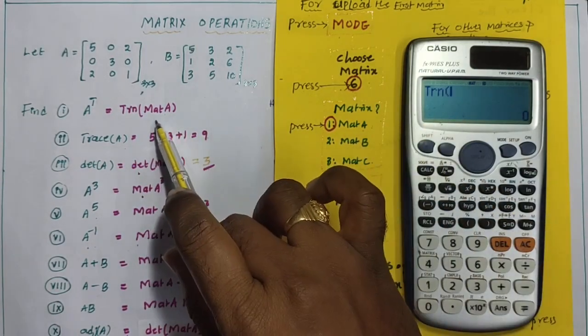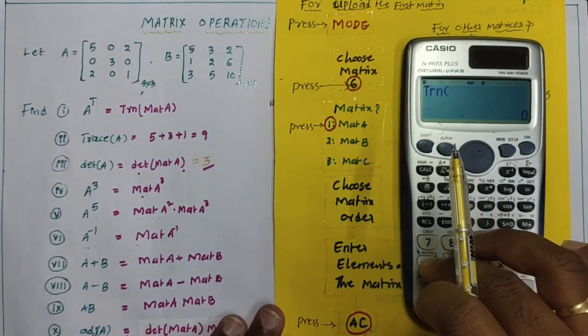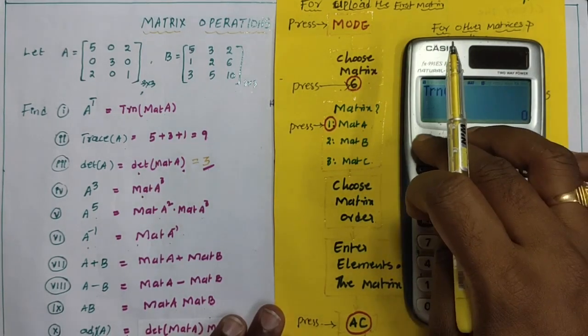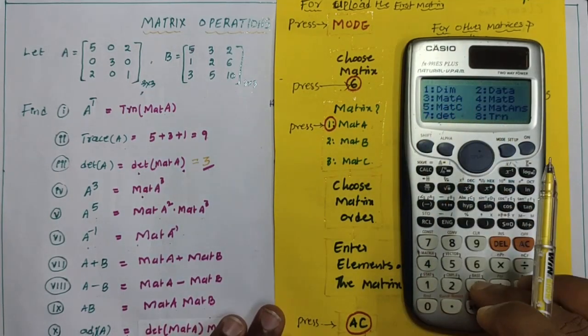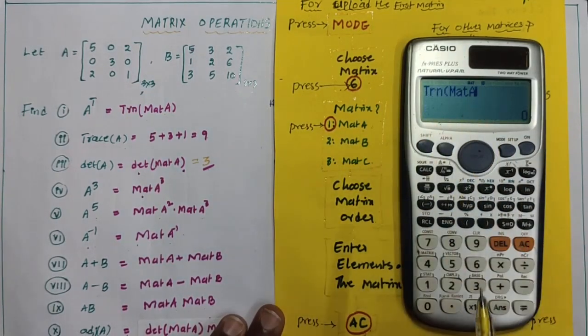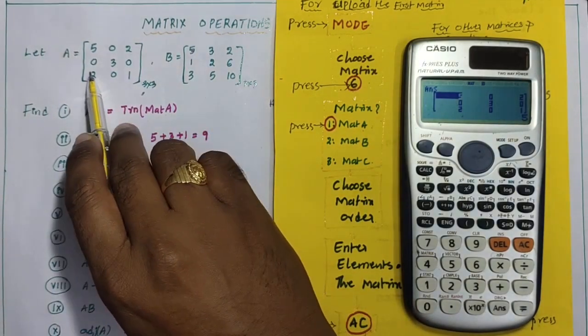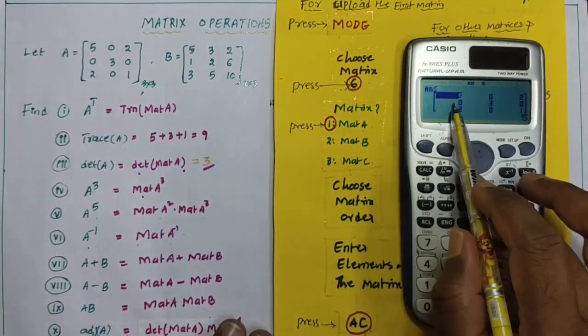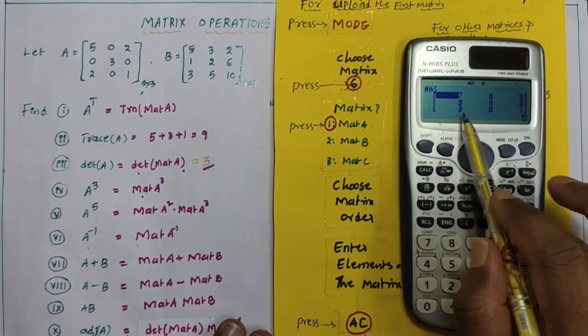We require the Mat A there, so once again I am going to the matrix operators by pressing Shift and button number 4. Third one is the Mat A. Trn of Mat A equal to: this is the transpose of the given matrix. First row 5 0 2, 0 3 0, 2 0 1.